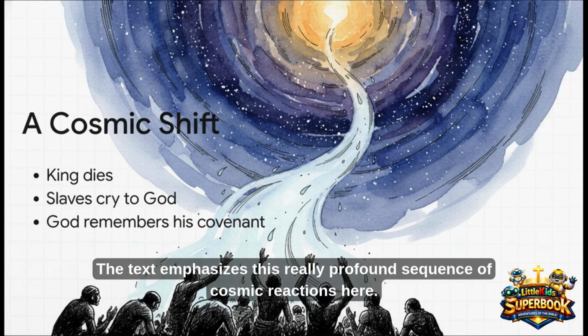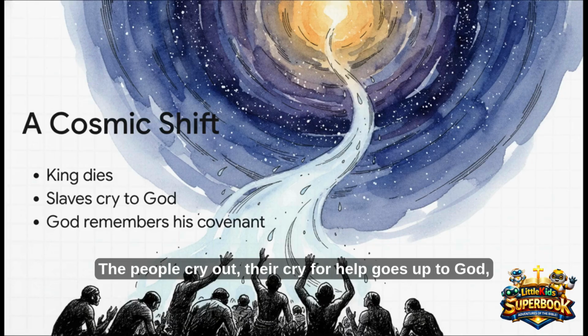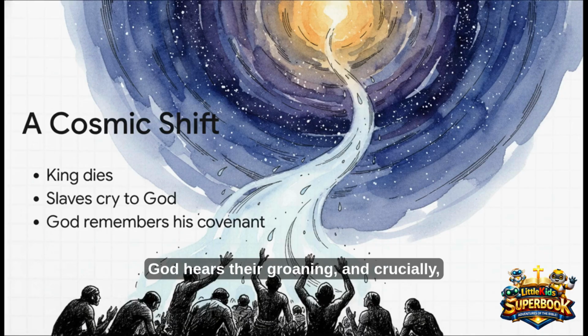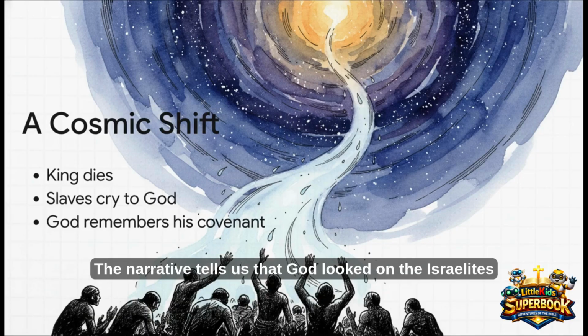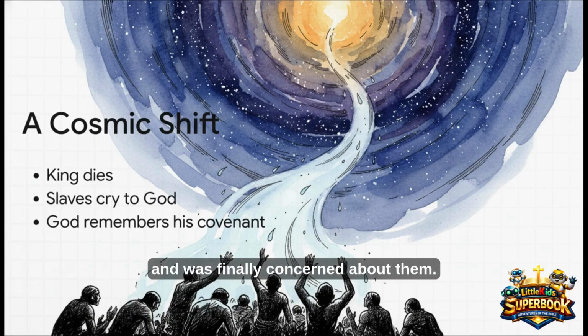The text emphasizes this really profound sequence of cosmic reactions here. The people cry out, their cry for help goes up to God, God hears their groaning, and crucially, God remembers his ancient covenant with the patriarchs, Abraham, Isaac, and Jacob. The narrative tells us that God looked on the Israelites and was finally concerned about them.